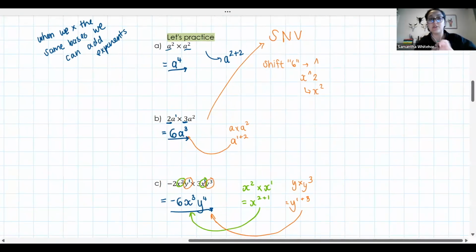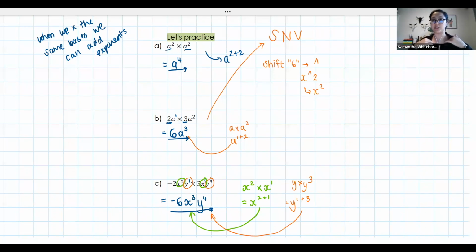All right, Didntle, there you go. I'm going to leave it there for you so you can take a screenshot, and then we're going to have a look at our next law, which is dealing with division.